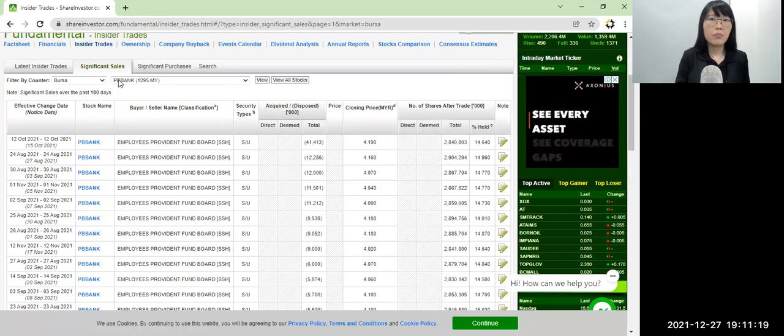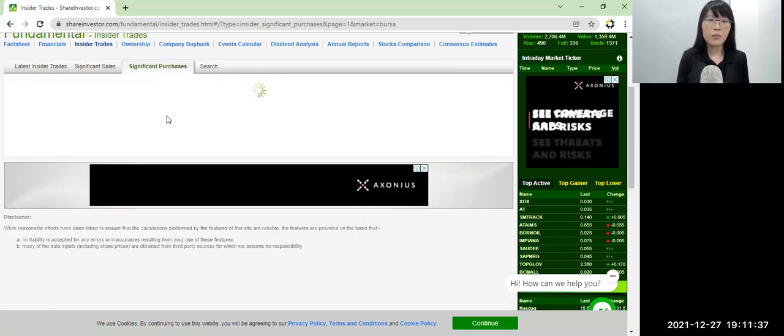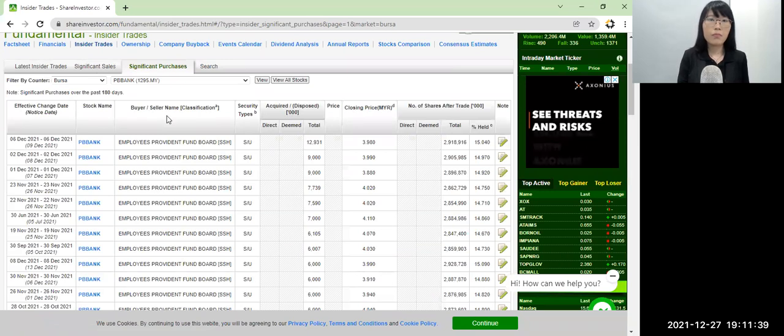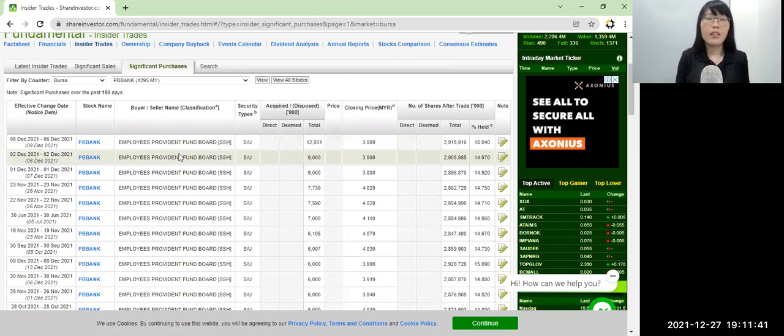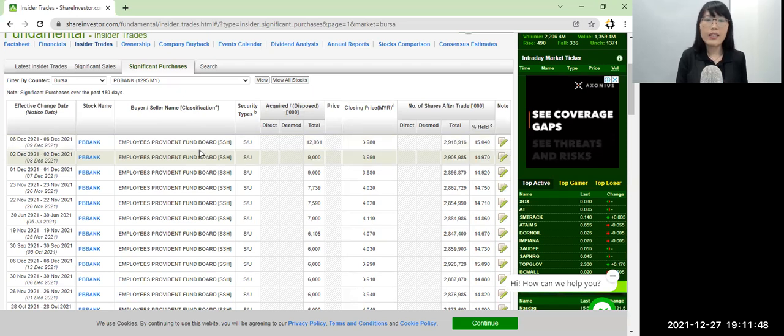So for the significant sales, you can see that the EPF's last time selling of the Public Bank shares was on 12th of October 2021. The next one is significant purchases. Recently you can see that EPF kept on buying the Public Bank shares in December of 2021.